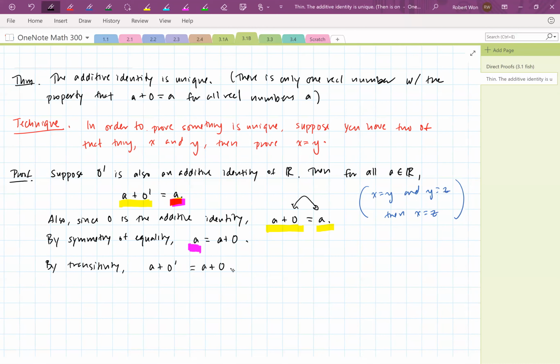Okay, now I would like to use cancellation, but cancellation technically only told us that if we added something on the right, then you could cancel it. So I guess technically I should commute these things. So by commutativity of addition, we have that 0 prime plus a equals 0 plus a.